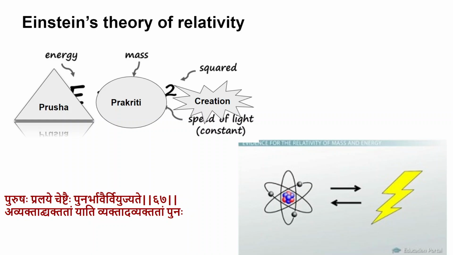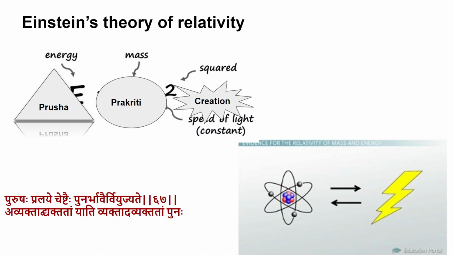That is why there is a continuous change in the system, where initially one atom may be formed and then it is broken down into energy, where it becomes avyakta and vyakta, these two stages. The atom is the vyakta avastha and the energy status is the avyakta avastha. Avyakta vyakta dham yati vyakta avyakta dham punaha purusha pralaye jestehi punar bhavehi vijjate.